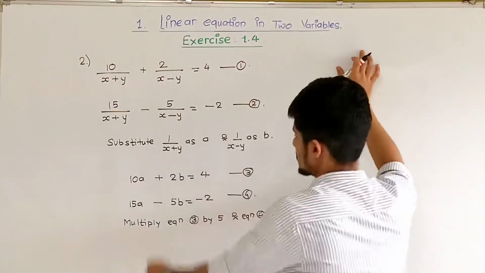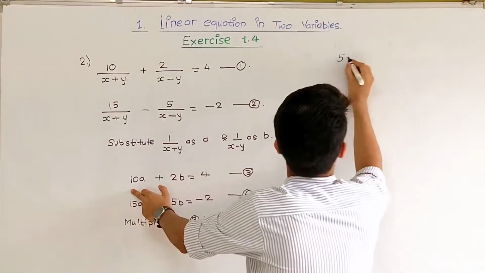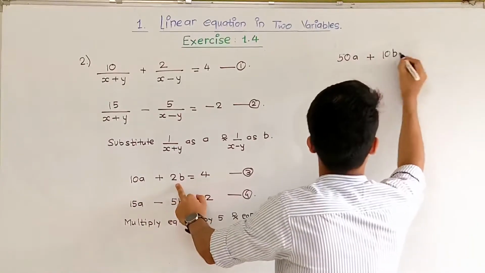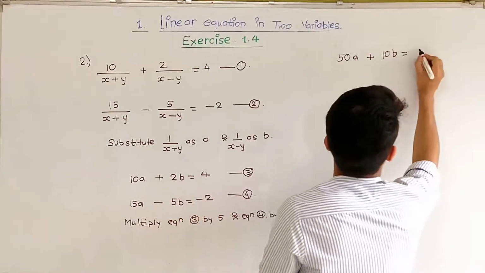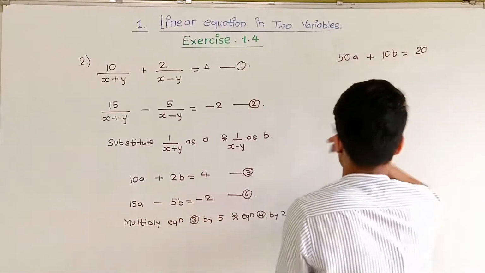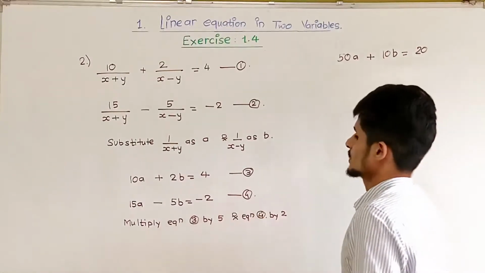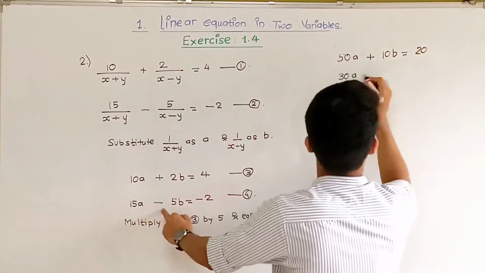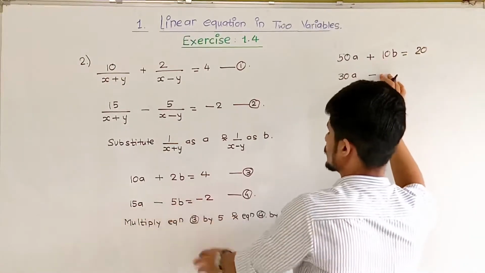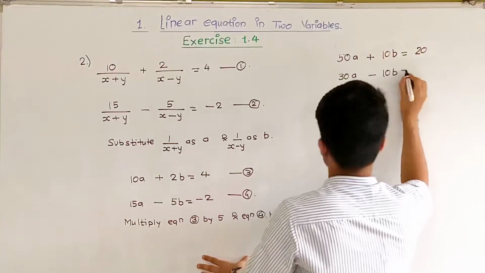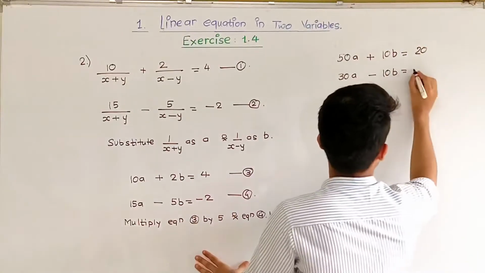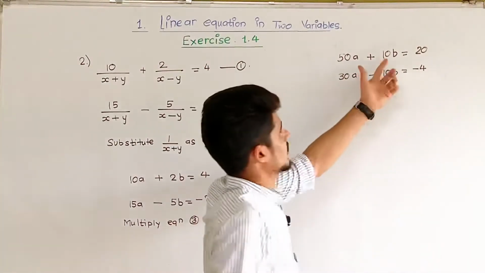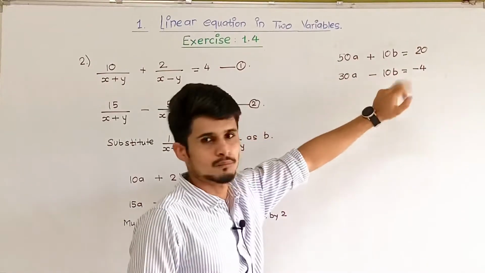So the equation will be 5 into 10 is 50a plus 5 into 2 is 10b is equal to 5 into 4 is 20. Similarly, we will multiply equation 4 by 2. 15 into 2 is 30a minus 5 into 2 is 10b is equal to 2 into minus 2 is minus 4. So now, as you can see, we have a common term 10b in both the equations.